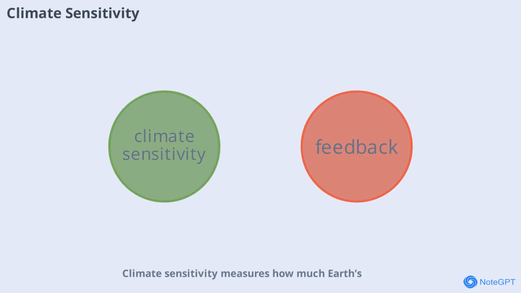Climate sensitivity measures how much Earth's temperature will rise if CO2 doubles. Without feedbacks, a doubling would cause about 1–2 degrees C warming, but with feedbacks like water vapor and clouds, the likely range is 2–4.5 degrees C, with a best estimate around 3 degrees C. This sensitivity explains why even small increases in greenhouse gases can have large effects on global climate.